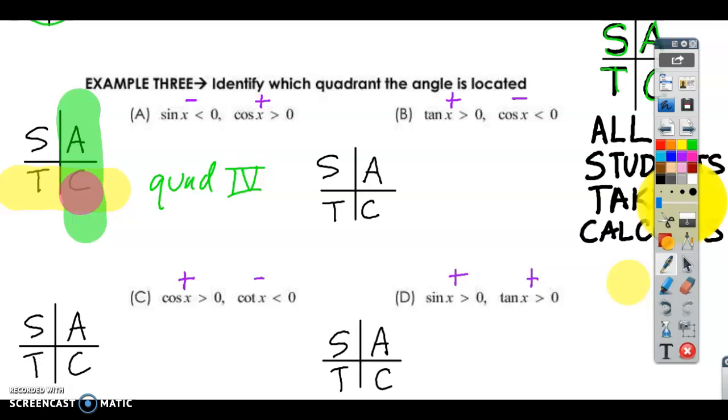Okay, go to B. Where is the tangent positive? The tangent is positive when the sine and the cosine are both the same sign. So that narrows it down to 2 quadrants. Now they tell us also the cosine is less than 0. The cosine is x. Where is x less than 0? X is less than 0 down here. So that is the quadrant we are looking for. Quadrant 3.